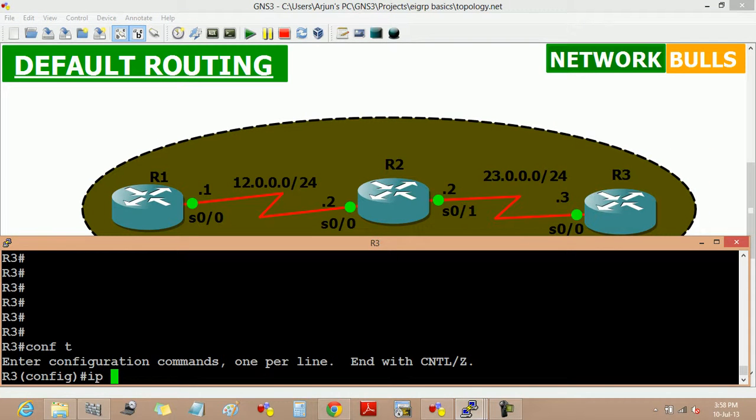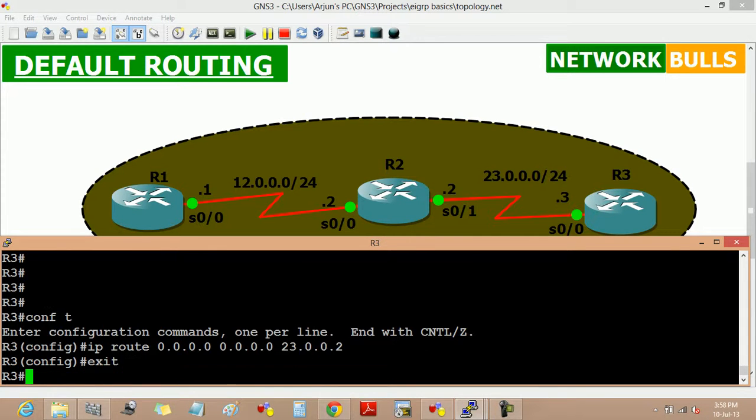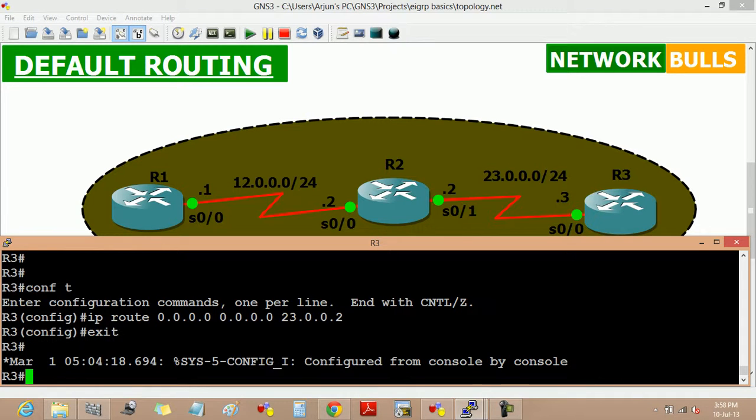Now moving to router 3, ip route 0.0.0.0 0.0.0.0, then 23.0.0.2 and exit. Now my default route is configured on both the routers, router 1 as well as router 3.